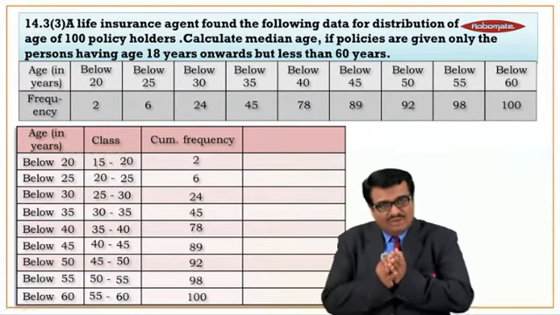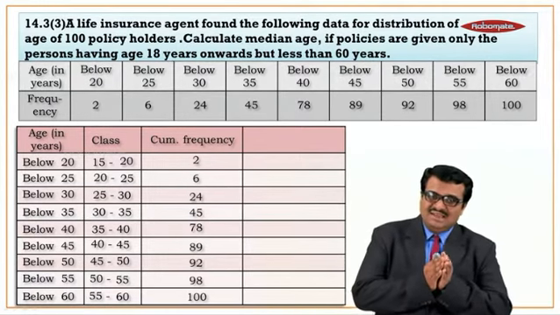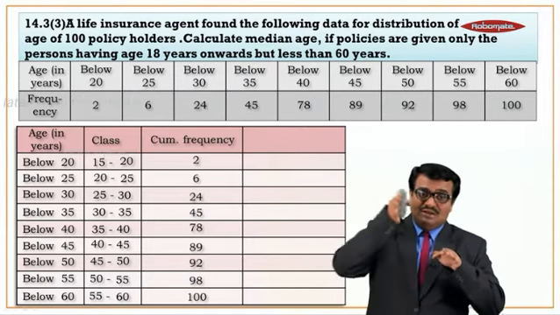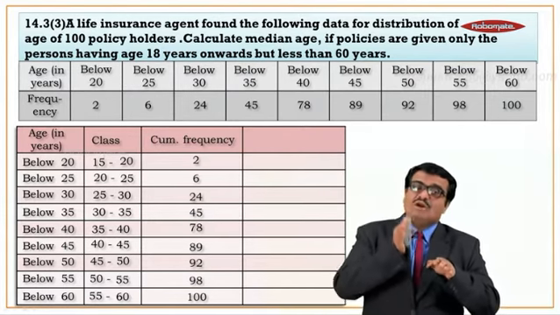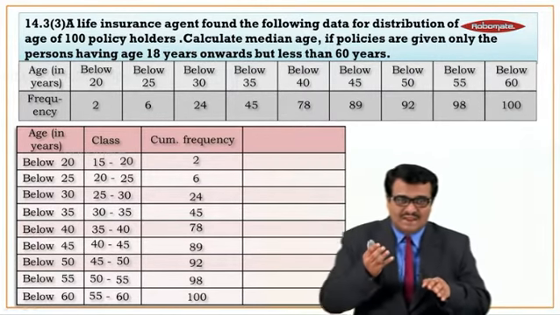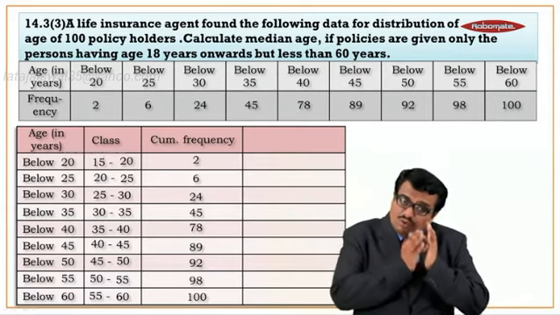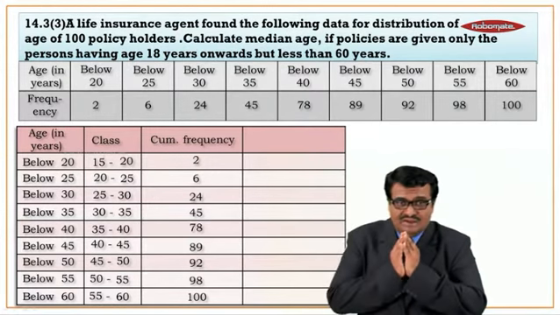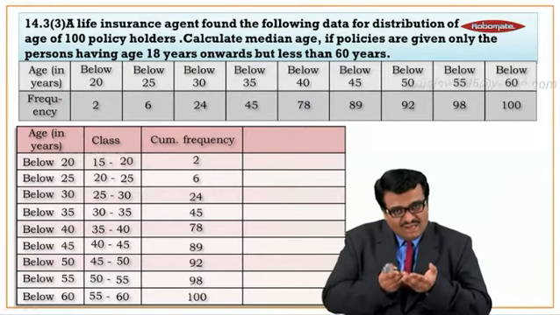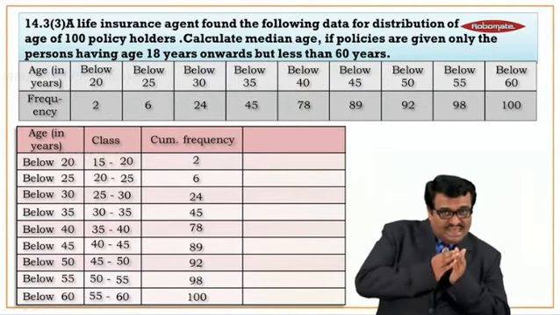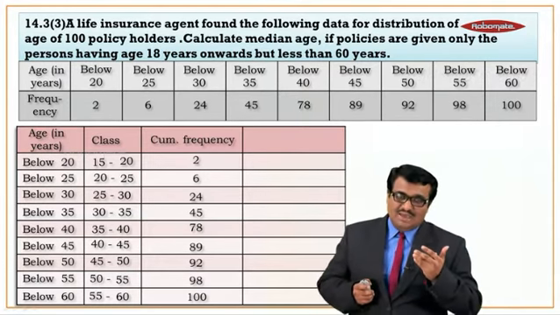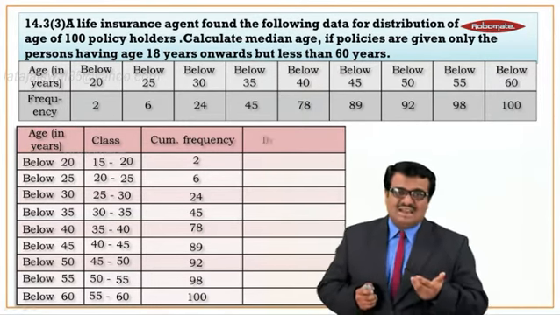Now from cumulative frequency, we have to get the frequencies. Correct? In the previous sum, we used to get cumulative frequency from the frequency. Now in this sum, we have to get the frequency from the cumulative frequency. Okay? How to do that? For getting cumulative frequency from frequency, we added the frequencies from up to down. Similarly, to get frequency from cumulative frequency, we will subtract the frequencies. Okay. Now how to subtract, let us understand.